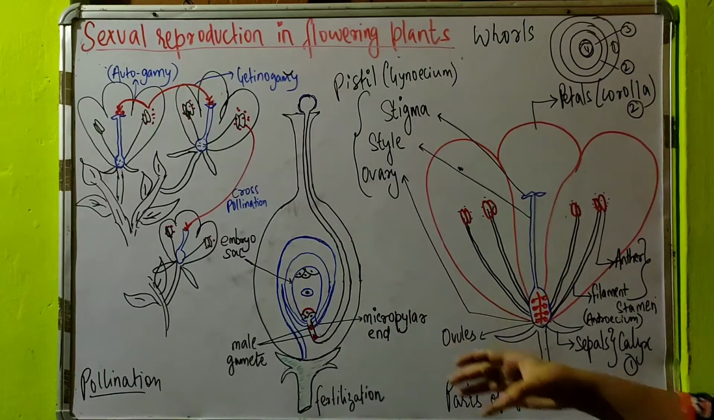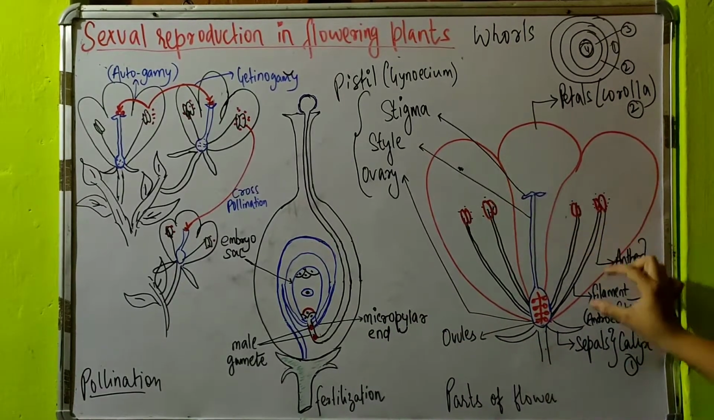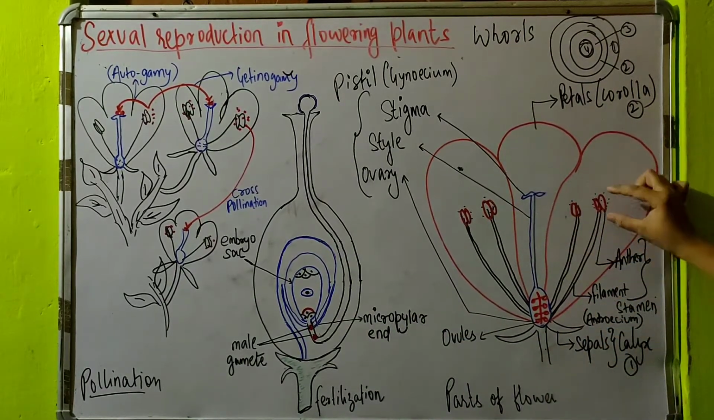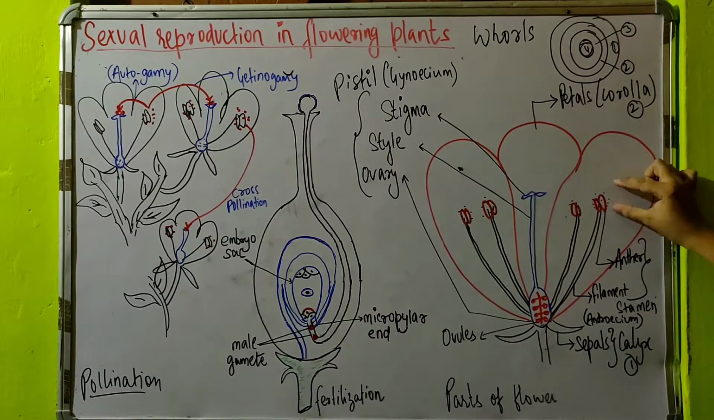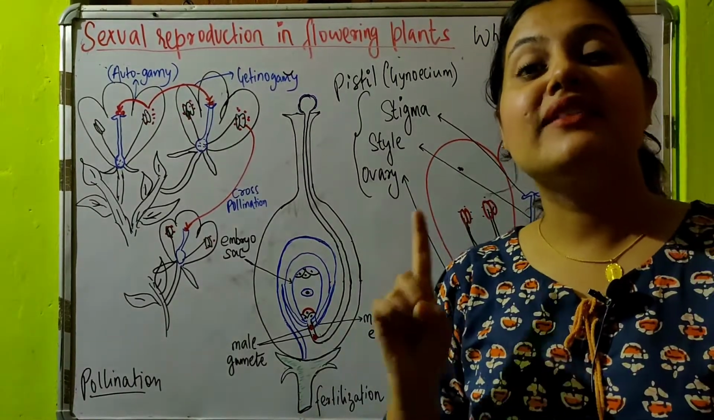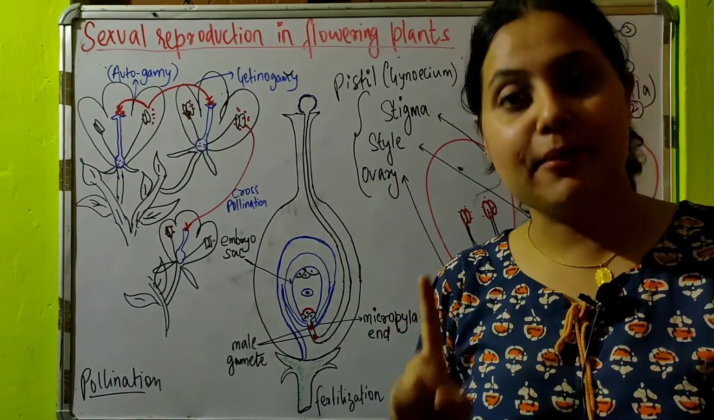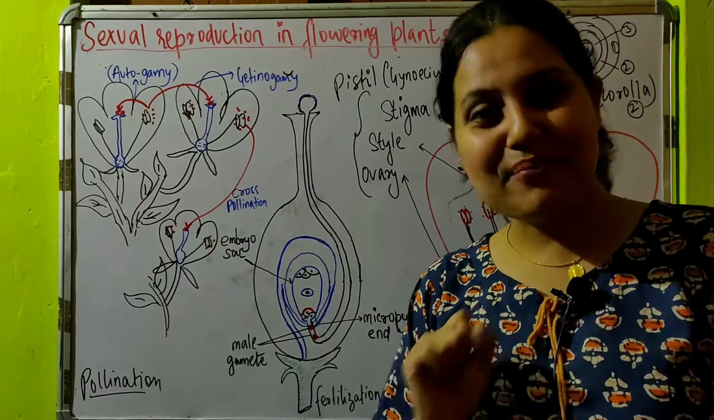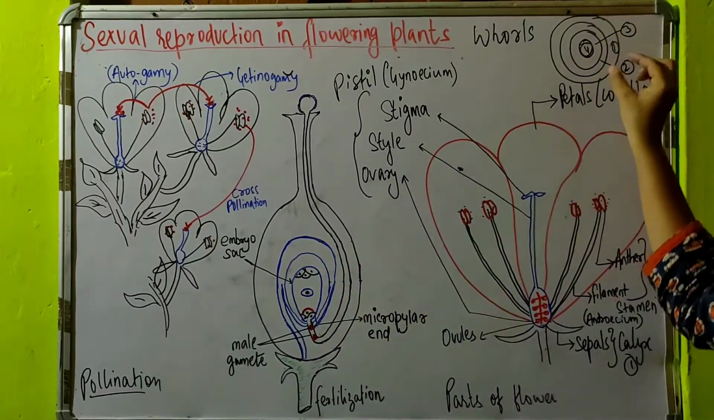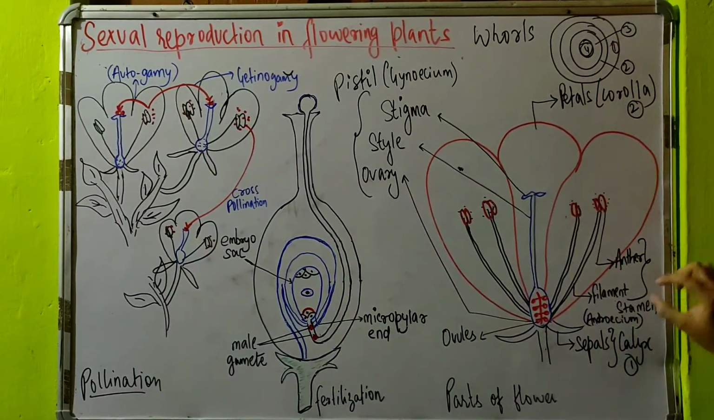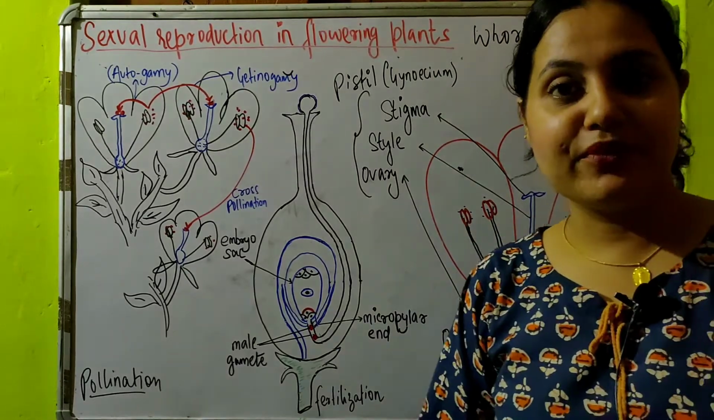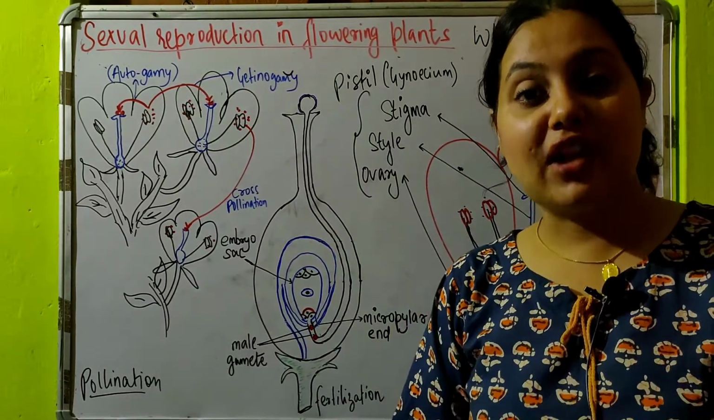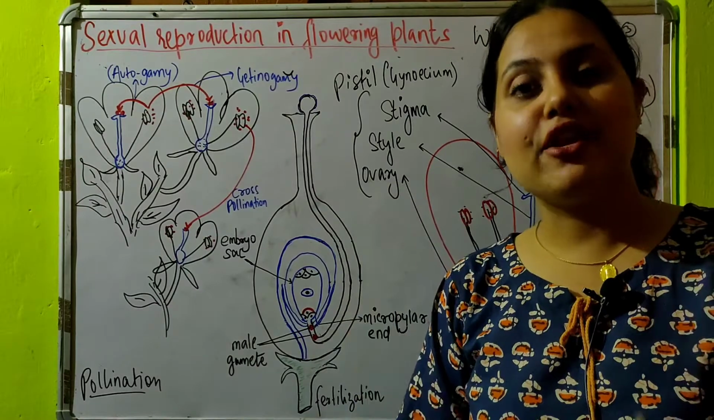This is the filament and the upper part is the anther. They both make a stamen. Anther and filament can be collectively called stamen. And the third whorl of the flower, the male part, is also known as Androecium.